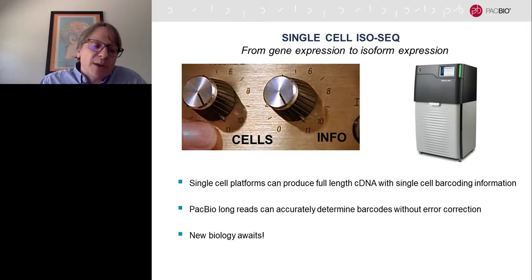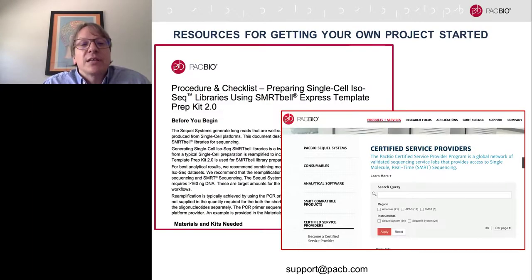I've talked about the experiments from Hagen Tiltner's lab with mouse neurons and the experiments from Ian McCauley's lab with hematopoiesis. And these have already uncovered really exciting new biology. And I think there's a whole lot more new biology that awaits when applying this kind of technique.